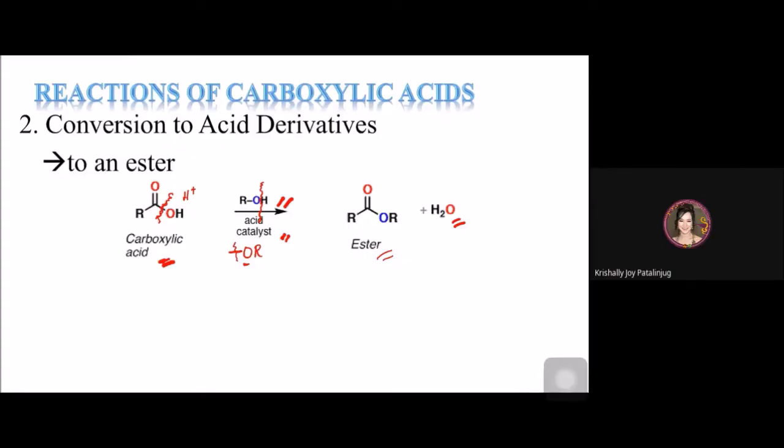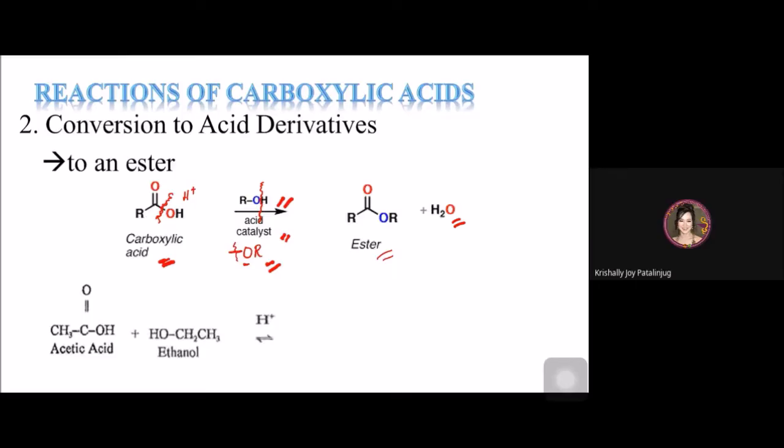You will be needing an alcohol. The nucleophile that will be produced from the alcohol is the alkoxy, and that is the one that will replace the leaving group hydroxyl in the carboxylic acid. So let's have a specific example. Let's say you have ethanoic acid, commonly known as acetic acid, and it is reacted with ethanol.